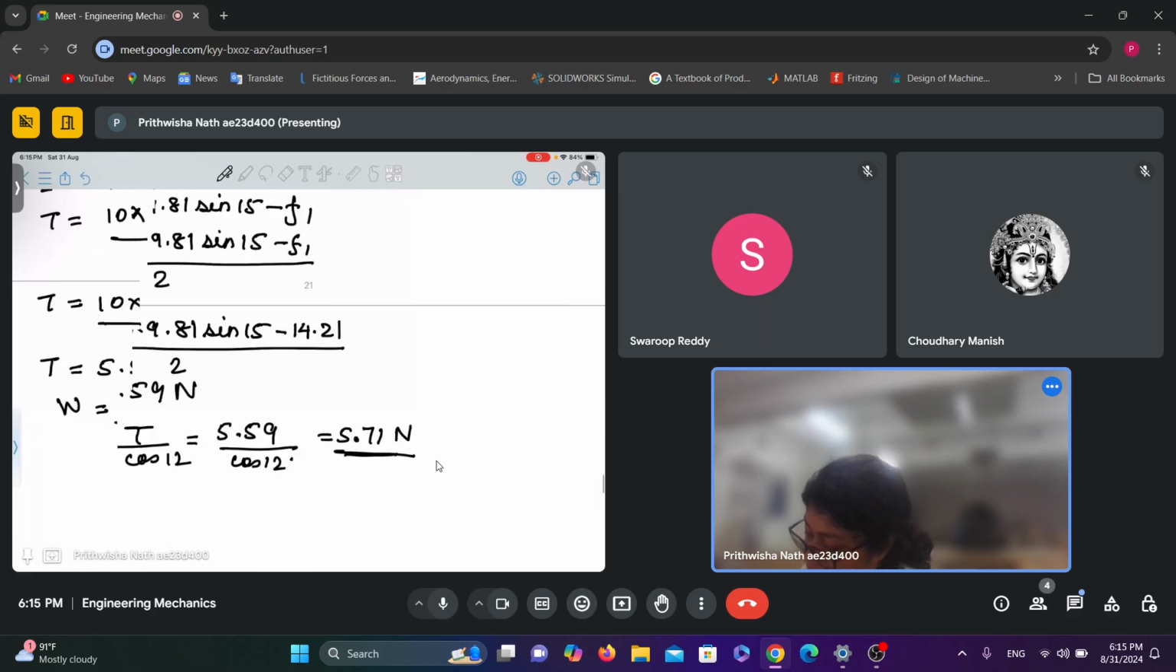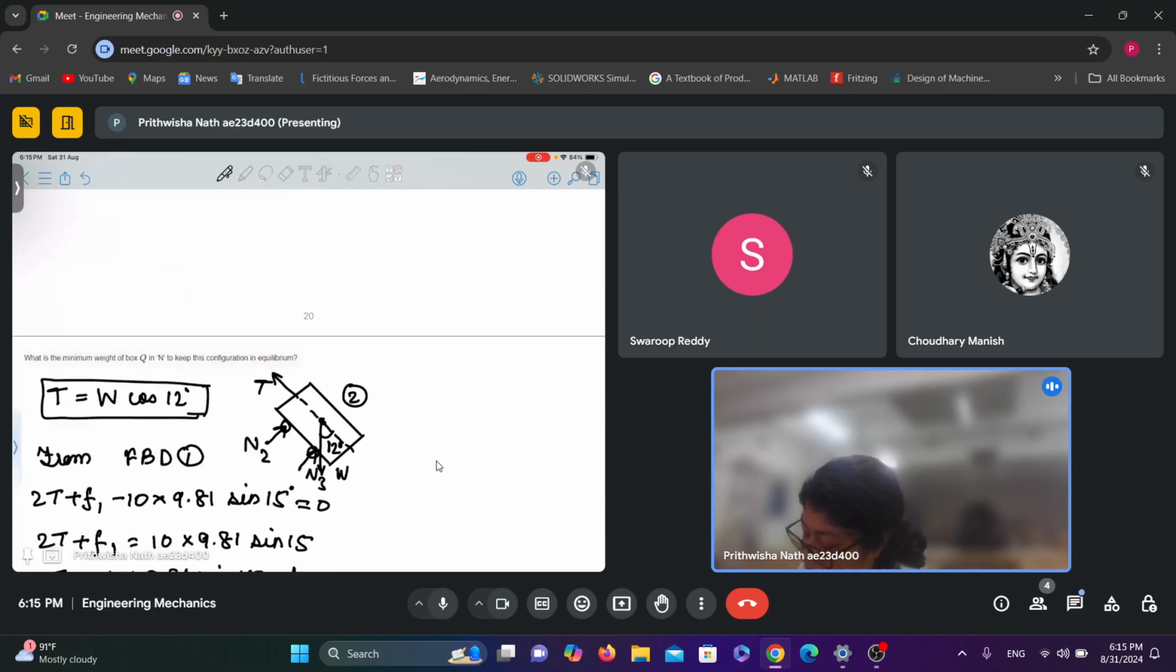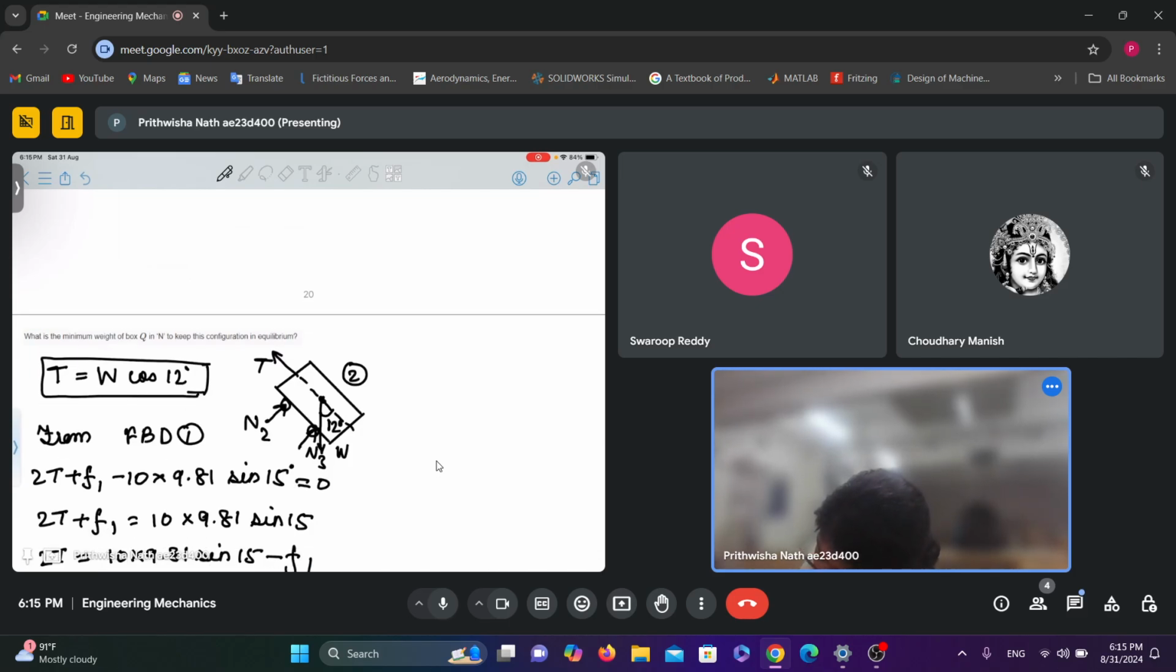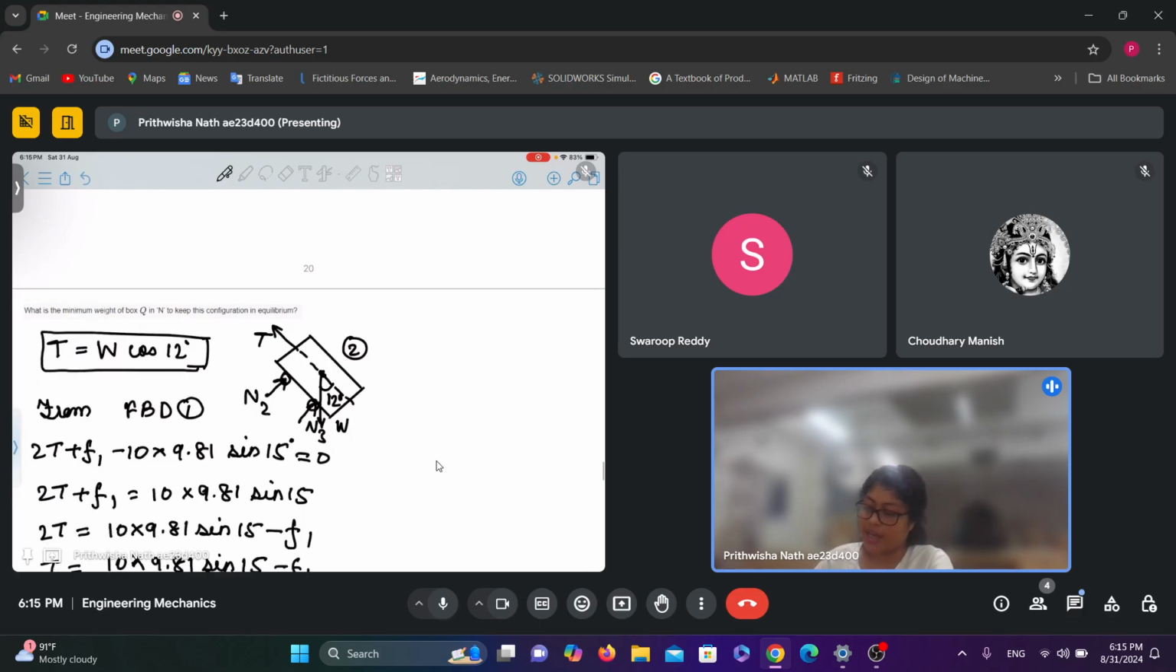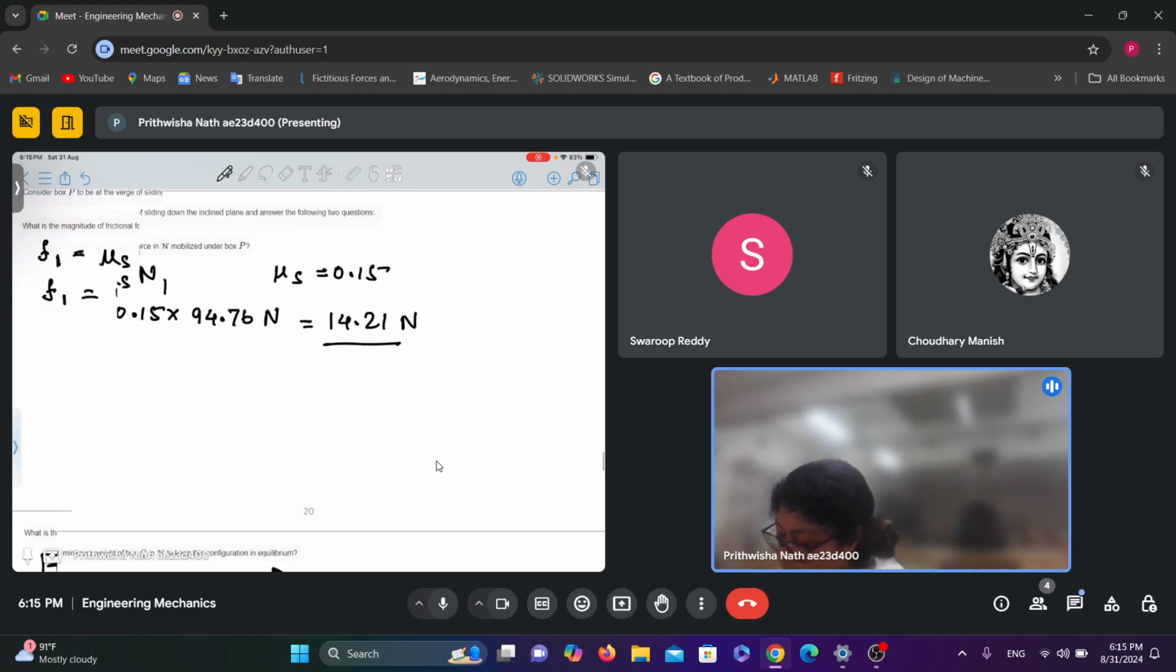Now this block is going down the incline. So, will there be any change in the direction of force? Can you tell me for this block? Will there be any change in direction? No, right? Weight will be acting in this direction only, and tension will act in the upward direction only. So again, T will be equal to W cos 12. So from there I can find W.